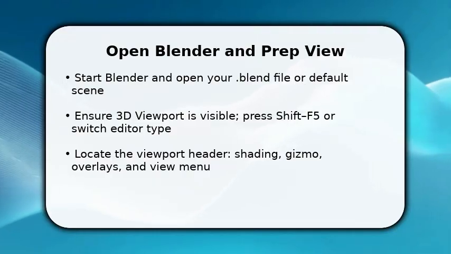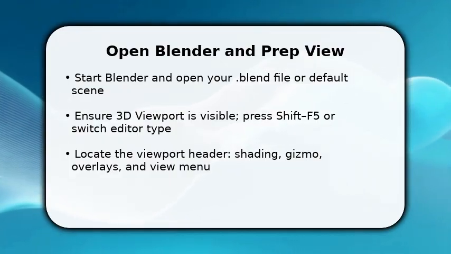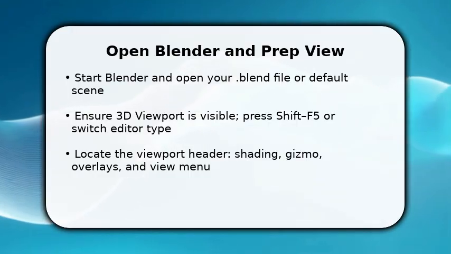You're in Blender and ready to change view mode. First, open your scene and make sure the 3D viewport is active. Once done, glance at the viewport header to find the shading icons, the gizmo toggles, overlays, and the view menu. These controls determine what you'll see and interact with.